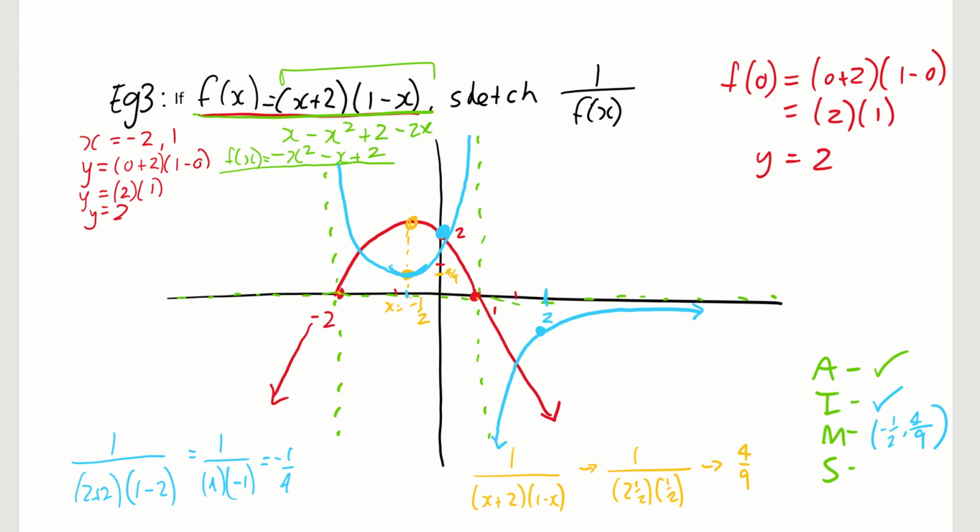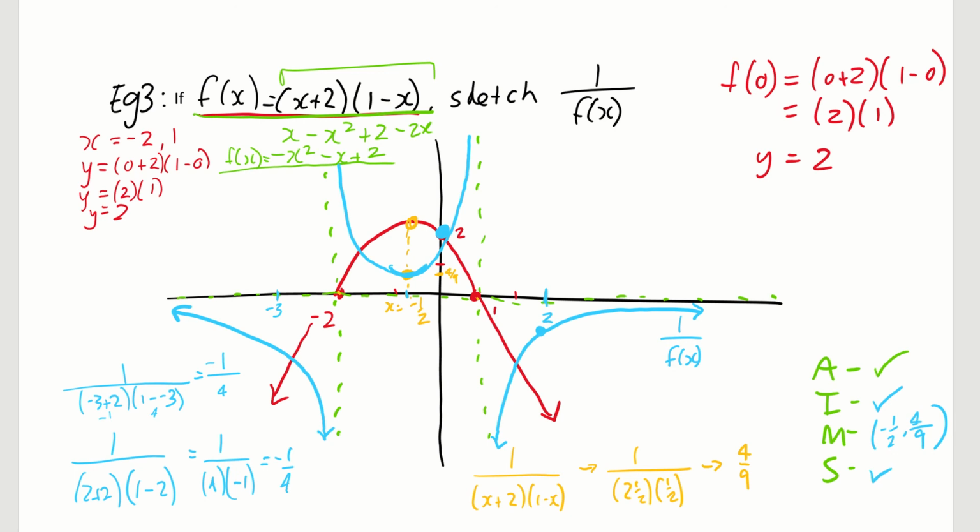And still check the other side. I'm not going to sub in -2 because I've got an asymptote there. Let's sub in -3. Sub it in for x: 1 over (-3 plus 2)(1 minus -3). And I get an answer of 1 over -1 times 4, which is -1/4. All right, so it's in the negative region. So there, in the blue, is my graph of 1 on f of x.